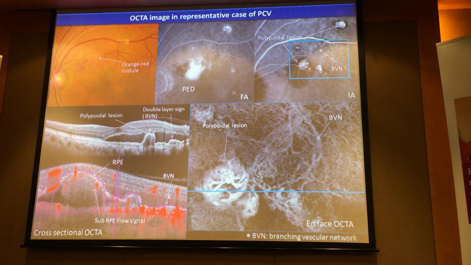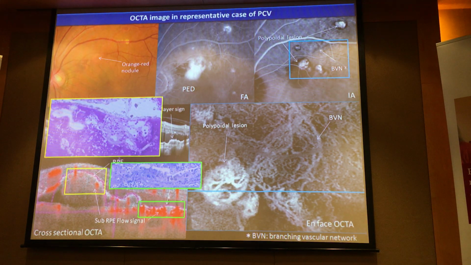It is very useful to diagnose the PCV by OCTA. Now you can appreciate that these findings correspond to this finding, and this finding corresponds to this finding.